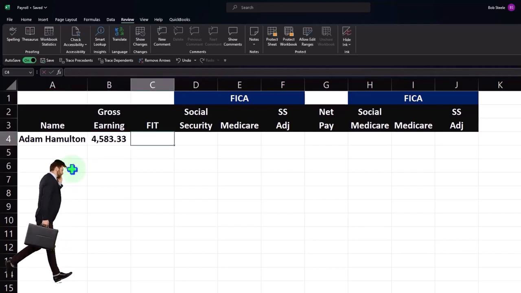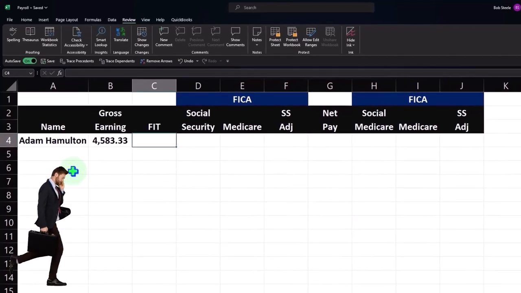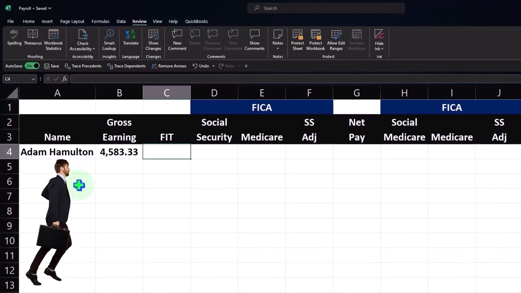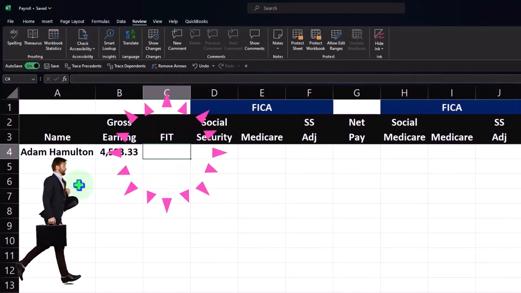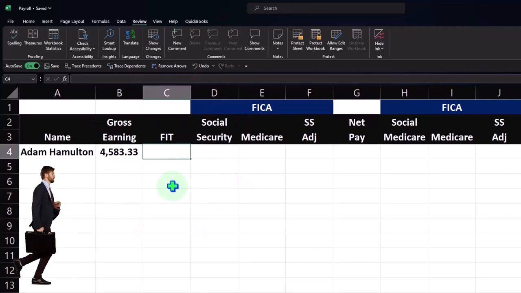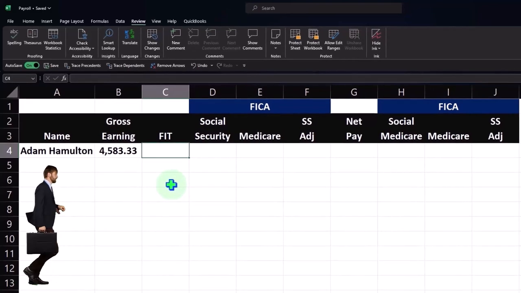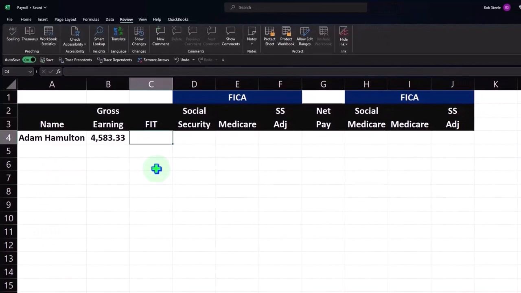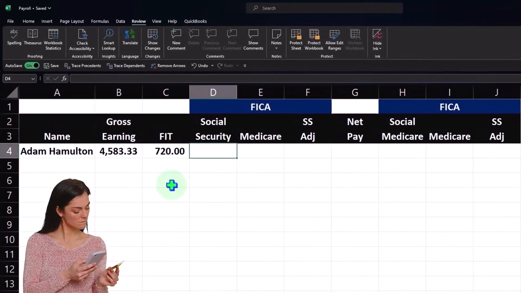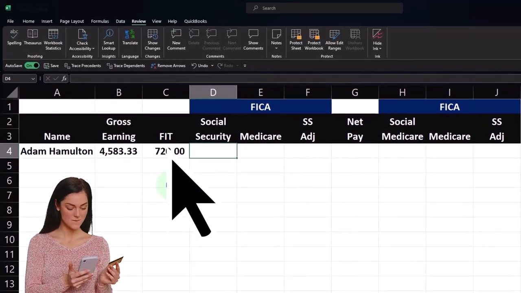Now the FIT, the federal income tax, is the employee's federal income tax, and it would be dependent on what they gave us on their W-4. So I can't just use a flat tax rate. This is the main tax, which is quite complicated in the United States because I have to look at tables to figure it out based on the information they provide us on, like, the W-4. So I'm just gonna make up a number here. It would be totally dependent on what they give us. So I'm just gonna make up 720 on the income tax.